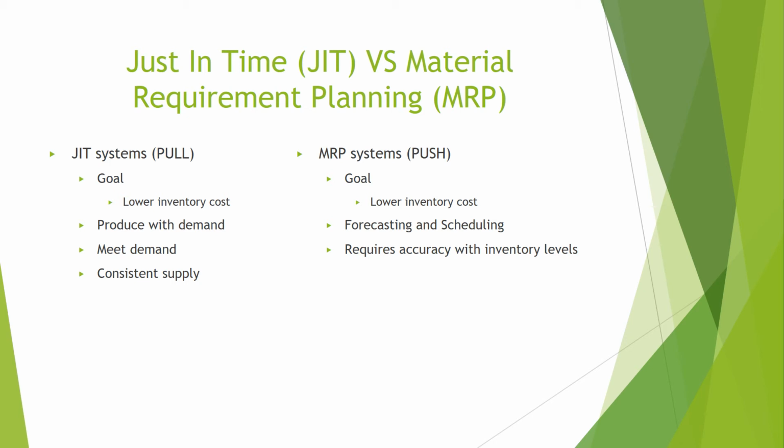Just in time versus material requirement planning is basically the pull systems versus the push systems. The goal for each is lowering the inventory cost. However, for pull systems, you only produce once you have a demand, and you always meet the demand, and you have to consider buffers. However, the push systems are for overproducing, or keep on producing until you find the forecast, and you don't care about the buffers that you have.